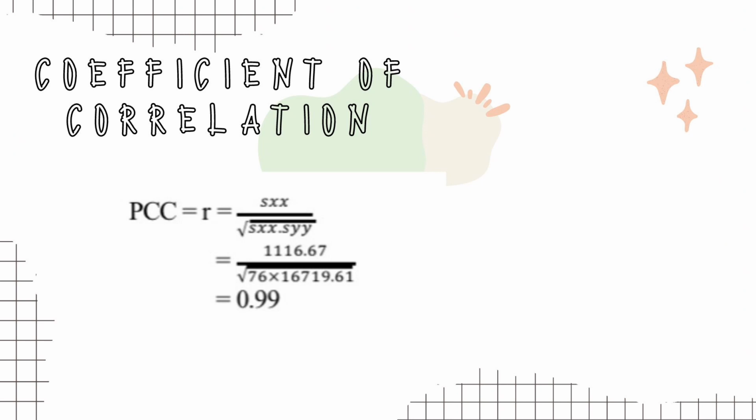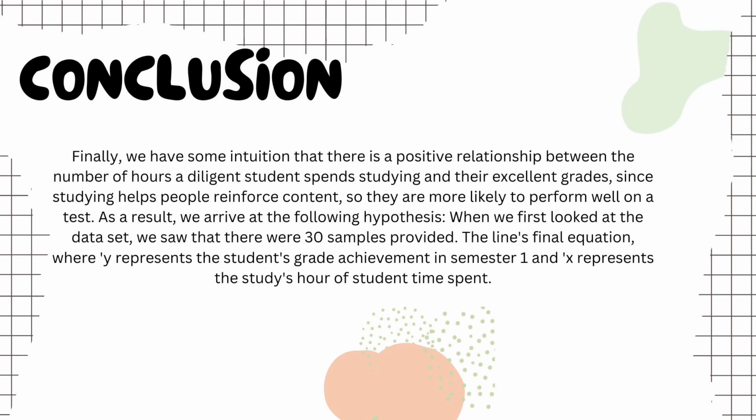For the calculation, r is equal to Sxy divided by the square root of Sxx times Syy. So we substitute the values: 10.82 divided by the square root of 2.6 times 2.55. So the answer is 4.16. Thank you, presenter.